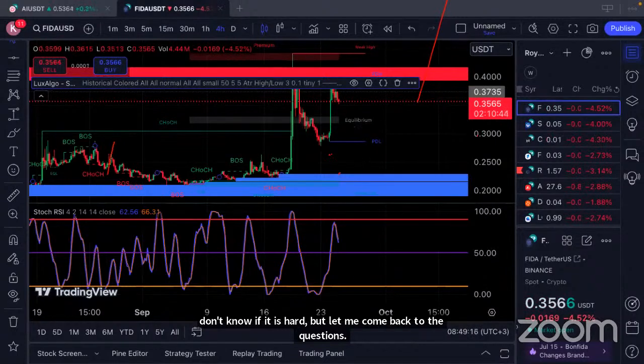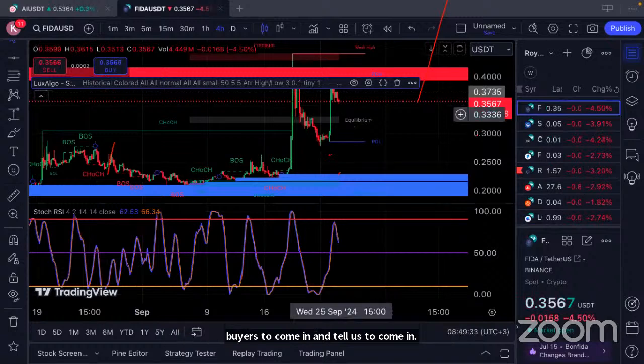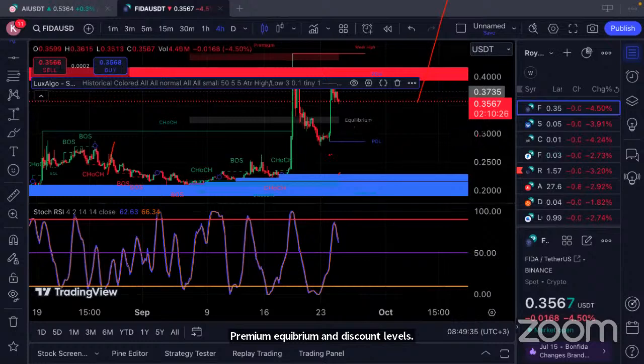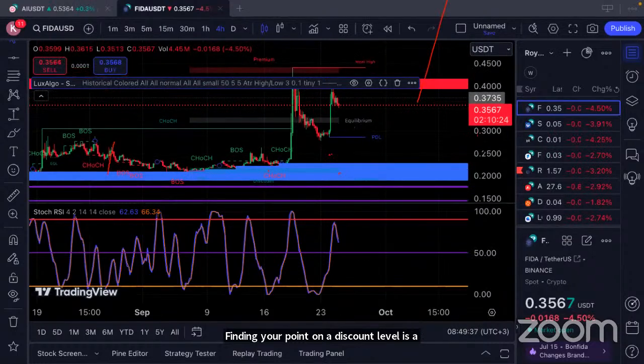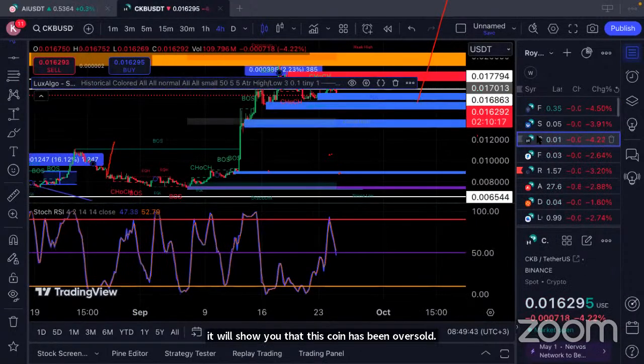Basing on this indicator, what are the key areas of focus? Order blocks. They will help you to know when you expect buyers to come in and sellers to come in. Premium, equilibrium, and discount levels. Finding a coin on a discount level is a very important key point because it will show you that this coin has been oversold. So you expect this coin to go up.